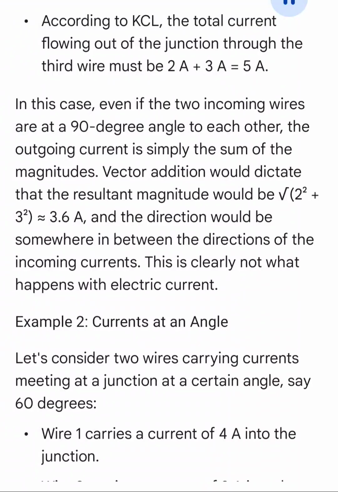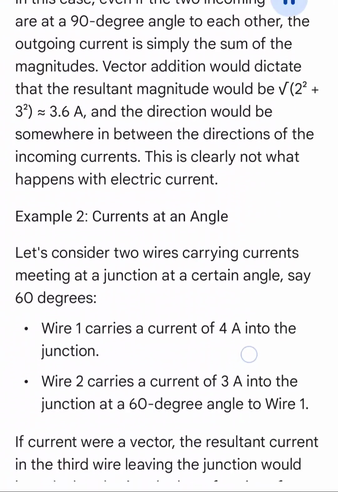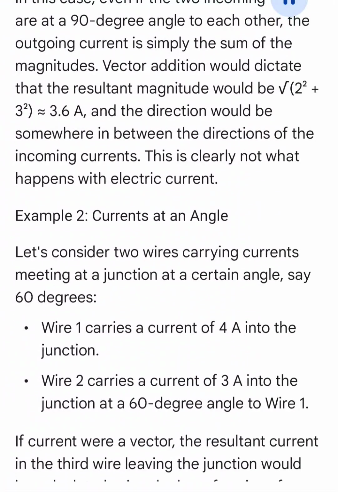Vector addition would dictate that the resultant magnitude would be the square root of 2 squared plus 3 squared, approximately equals 3.6A, and the direction would be somewhere in between the directions of the incoming currents. This is clearly not what happens with electric current.